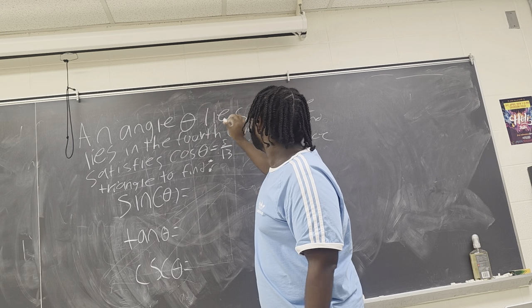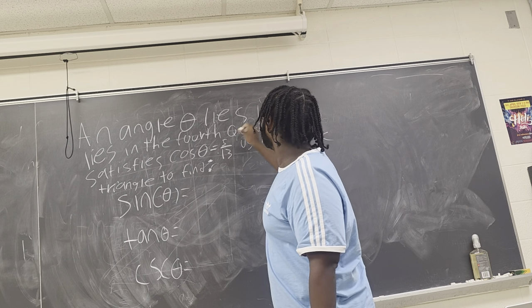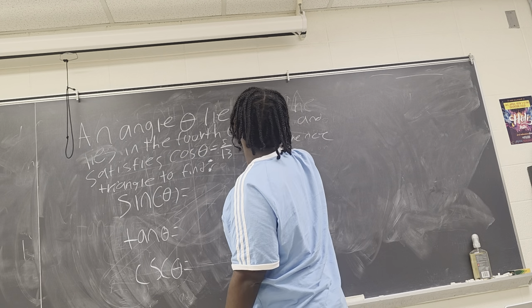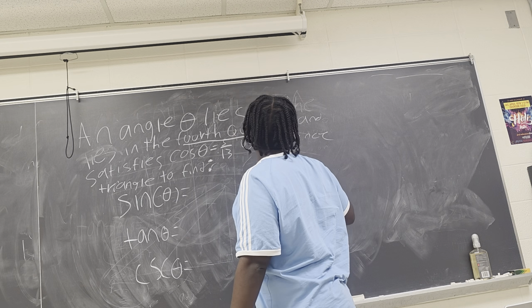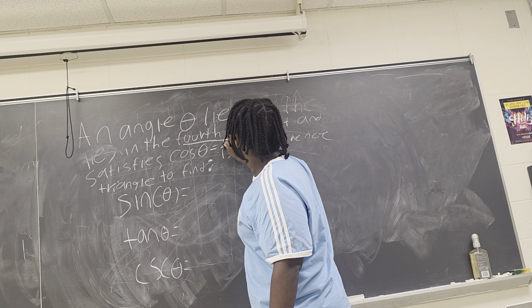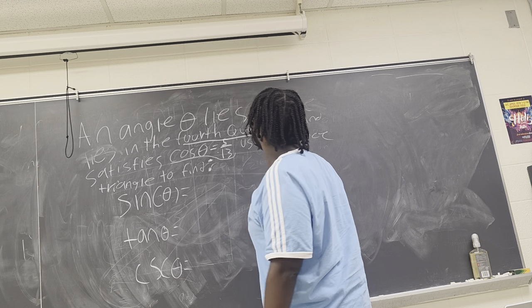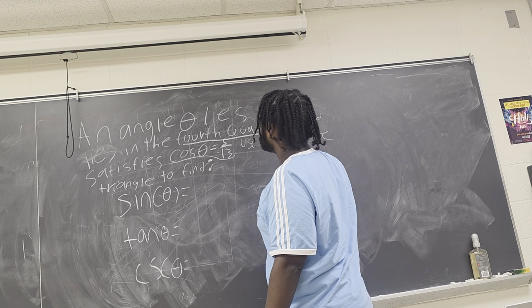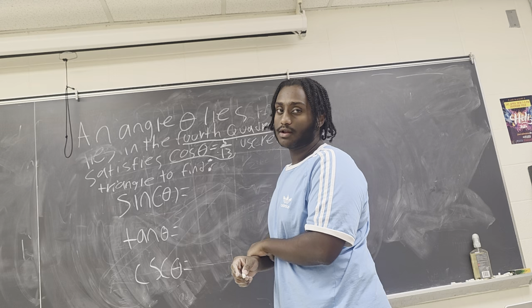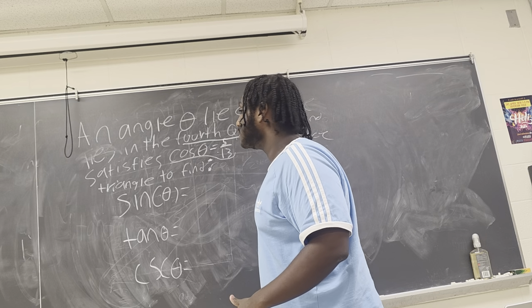An angle theta lies in the fourth quadrant and satisfies cosine of theta is 5/13. Use a reference triangle to find sine of theta, tan of theta, secant of theta, and cosecant of theta. So we are given cosine of theta is 5/13.